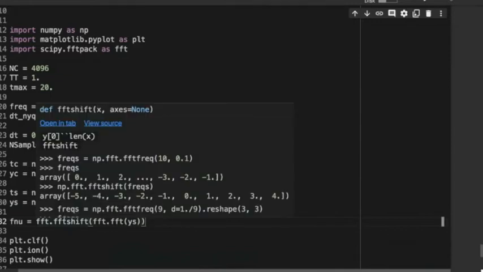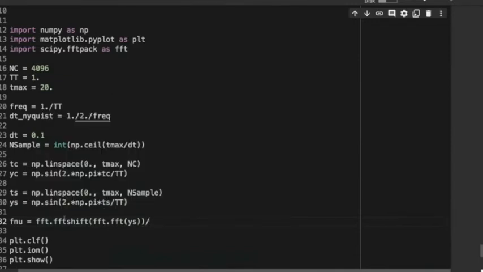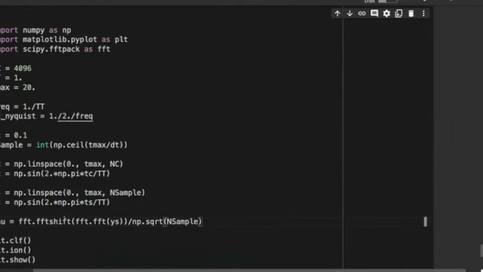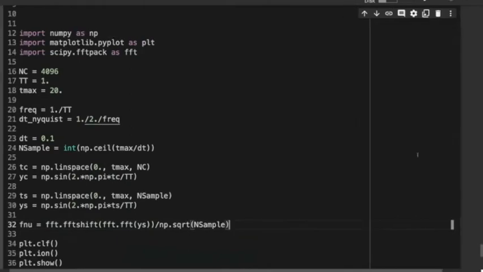But not quite so, because remember that I have that normalization of 1 by root n, which is not included in the Fourier transform routine. So I have to divide by np dot square root of n sample. So that completes it. That's all that I need to do to Fourier transform this data.